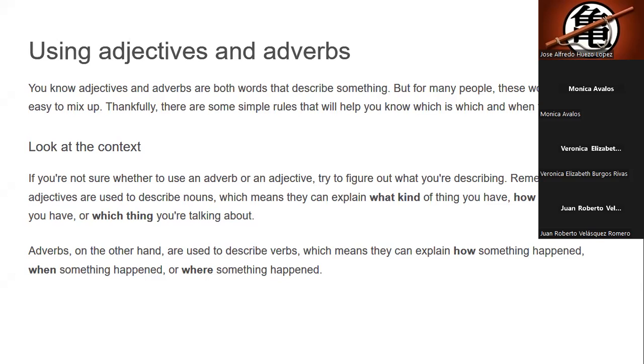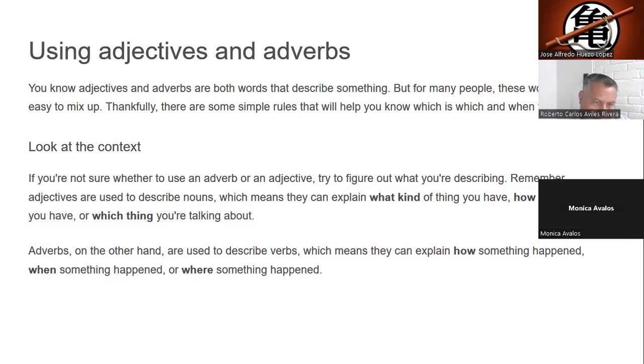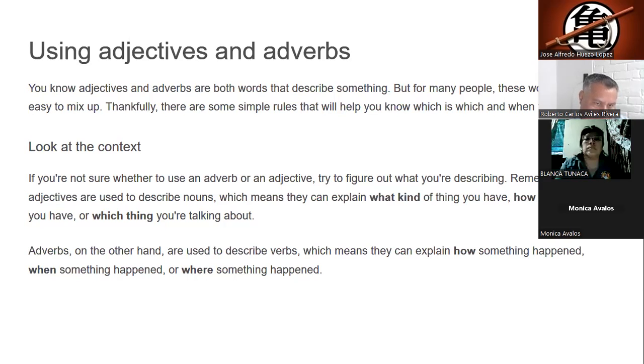What is mix up? Anybody knows? Mezclar, something like that. Very good, mezclar. So thankfully, ese es un adverbio, porque lleva el ly at the end. Casi todas las palabras que llevan el ly at the end, they are adverbs. Not todas, but a lot.